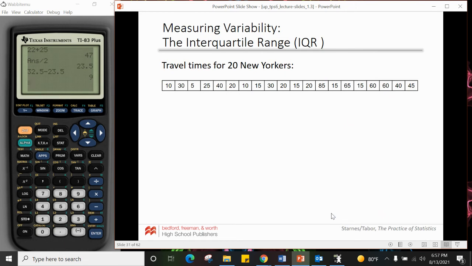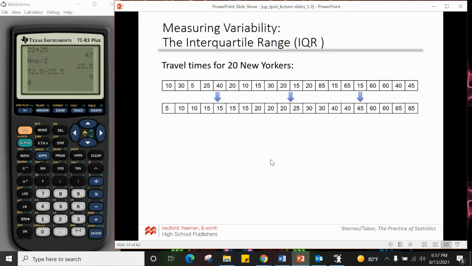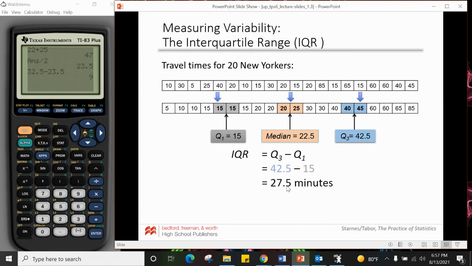So here's some other data. It's the travel times for 20 New Yorkers. You first put them in order from smallest to largest, and then you find the median, which is right here, and then split it up again. Get your Q1, Q3. Boom. Find the IQR: 42.5 minus 15, which is 27.5 minutes. Again, like I said, make sure you say that it is a singular number and not an interval. All right.